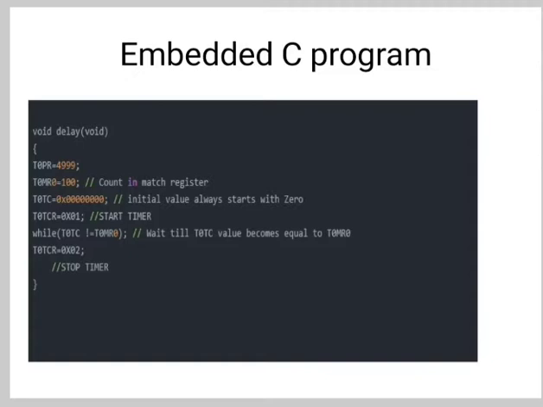Next is T0TC. The initial value always starts with 0, so it is assigned 0. Then start the timer. Now wait till the T0TC value becomes equal to T0MR0, that is, the match register. So T0TCR is 0x2, and then the next step is to stop the timer.